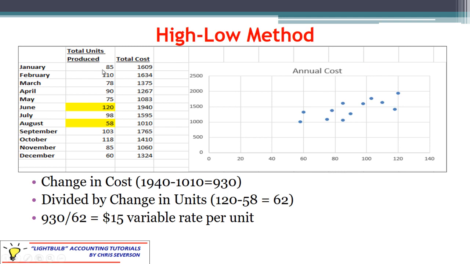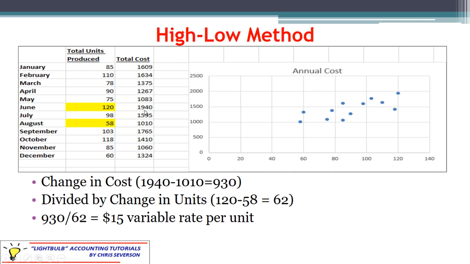Now what we're concerned with is the activity level, the total units produced. We're not really concerned with whether it's the highest or lowest cost, even though in this case it is. The highest activity level is also the highest cost. The lowest activity level is also the lowest cost. So it makes sense, but it doesn't have to be that way. So we want to look at the change in cost and the change in units.